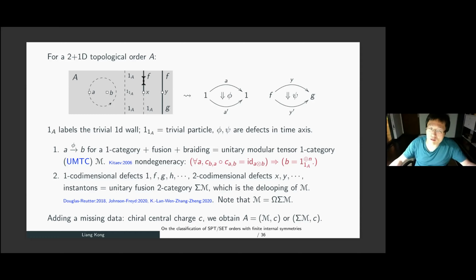you can fuse two codimension 1 defects horizontally, right? This one, you can fuse this one with this one. All right, so that just gives you a monoidal structure.